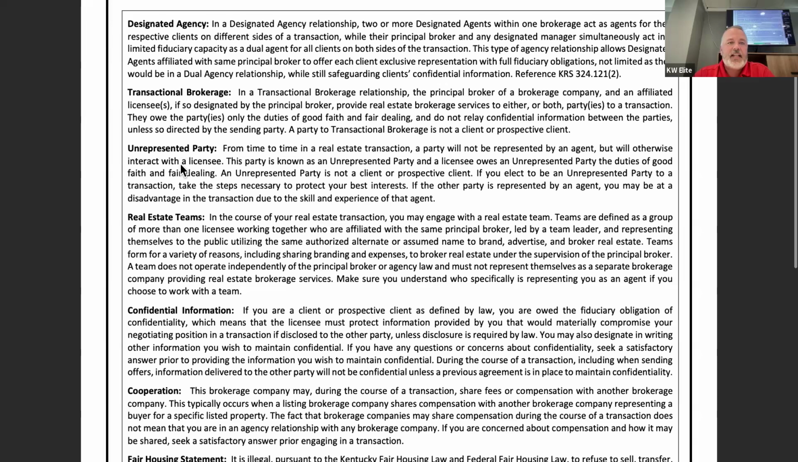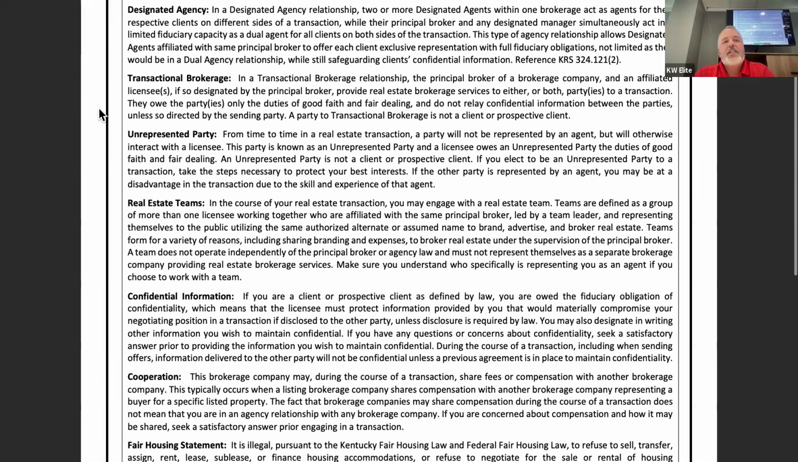designated agency, again, kind of the second part of that, transactional brokerage. So this is where you are basically, think of this as handling paperwork. I'm willing to fill out the paperwork that you need, whether it be disclosures, whether it be a purchase agreement, and so on and so forth, for compensation, obviously. But here's the key, it says inside that you do not represent either party.